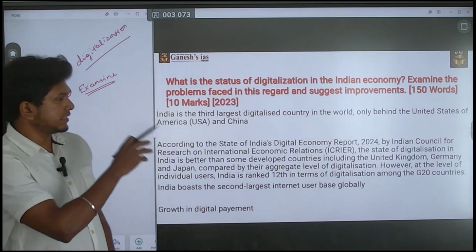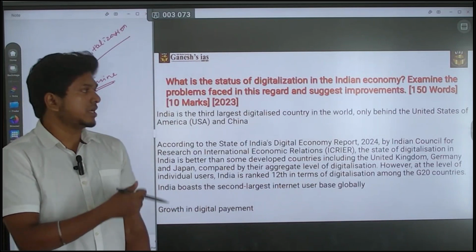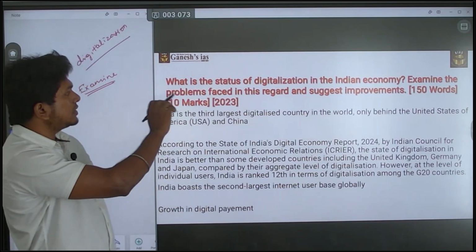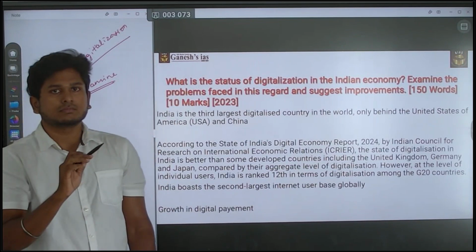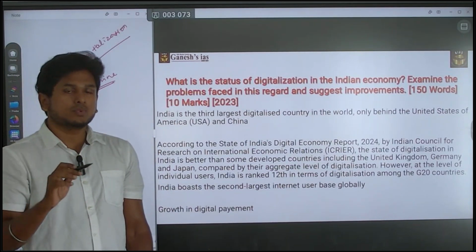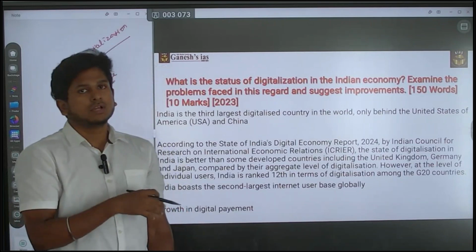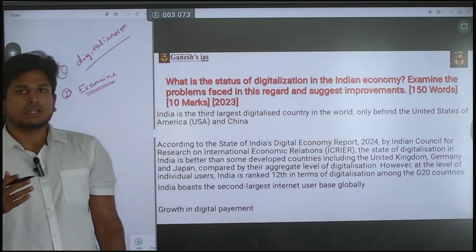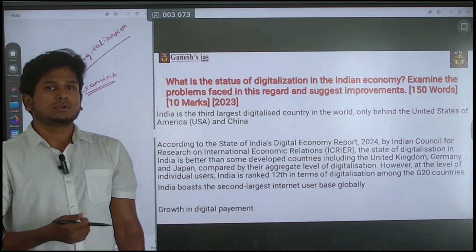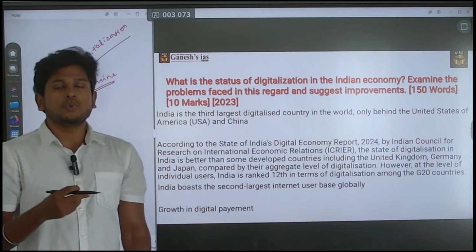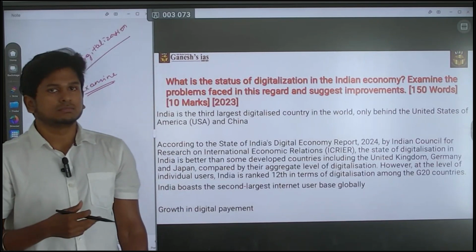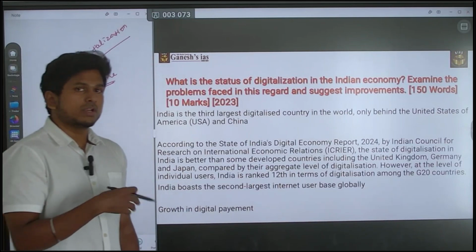So these are the certain data you need to quote, because the question is all about the status of digitalization. They are purely asking about the data of that digitalization. And then there is a huge growth in digital payment. The use of UPI transactions has increased in India. So these are the certain things you can quote.